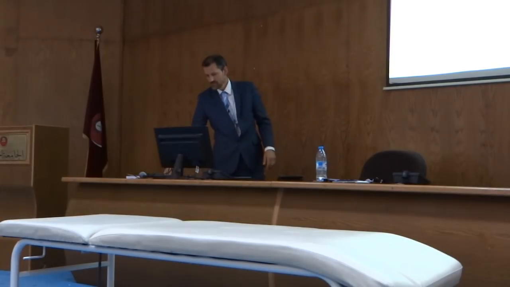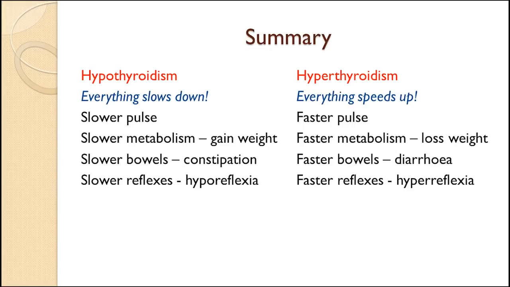Okay? So, just to summarise, everything slows down in hypothyroidism. Slower pulse, bradycardia. What's bradycardia? What's the pulse rate of bradycardia? Less than 60. Okay, great. Slow metabolism, but they're gaining weight. Slower bowels, constipated. Slower reflexes, hyporeflexia.